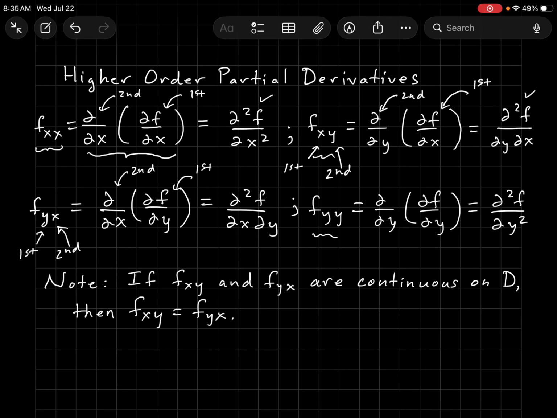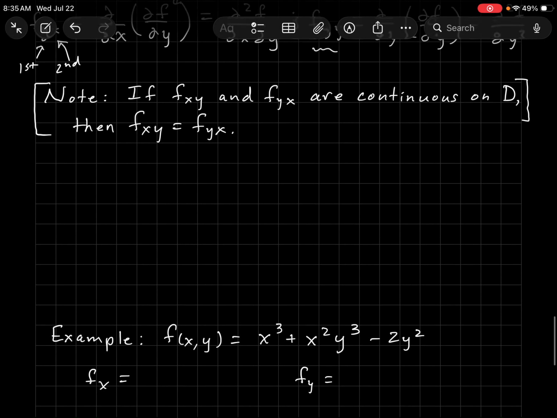Quick note, and we will take advantage of this throughout the course. If the partial of f subscript xy and the partial of f subscript yx are continuous on the domain, which they very often are, then f subscript xy is going to equal f subscript yx. Let's do one example of those.